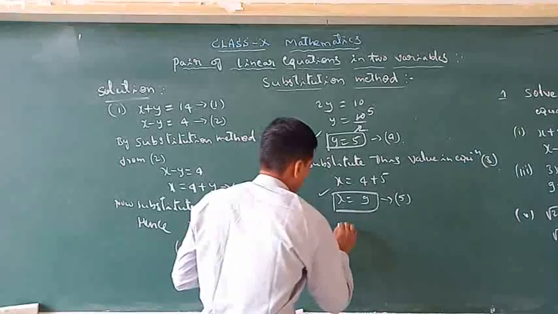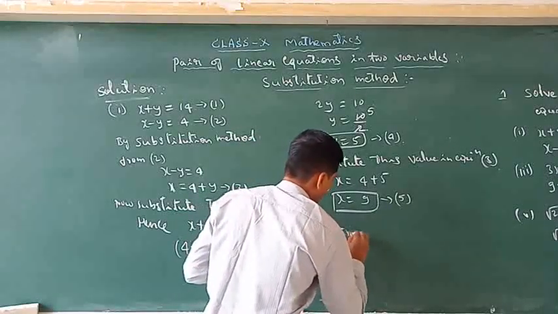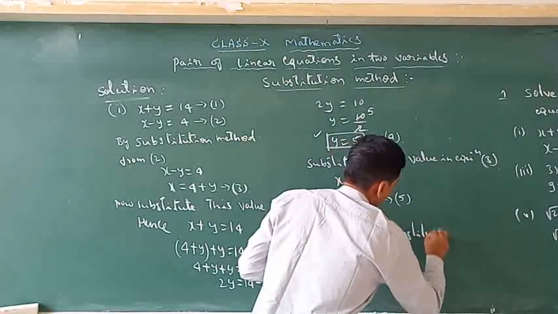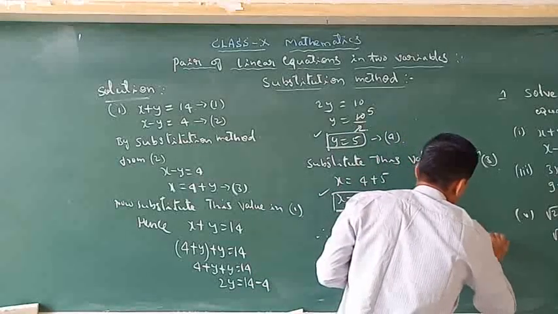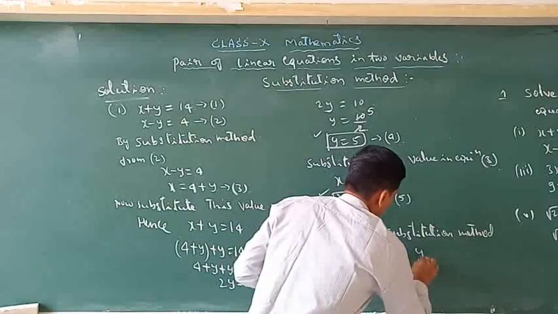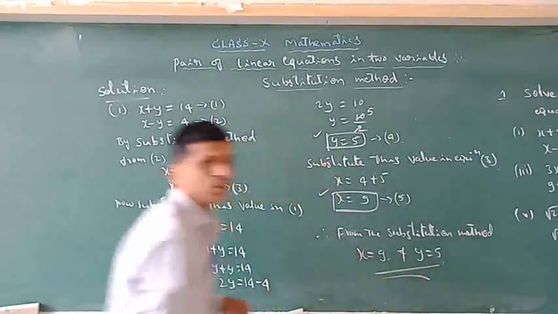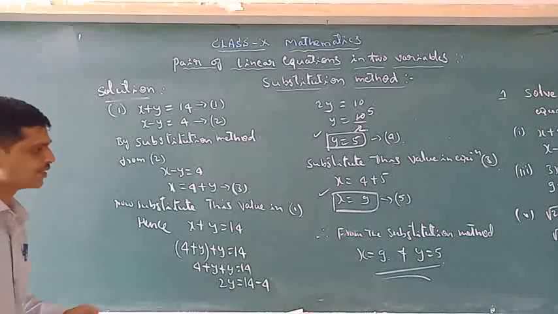So therefore from the substitution method, x value is equal to 9 and y value is equal to 5. So this is our required solution. Okay, this is our required solution. Go through it.